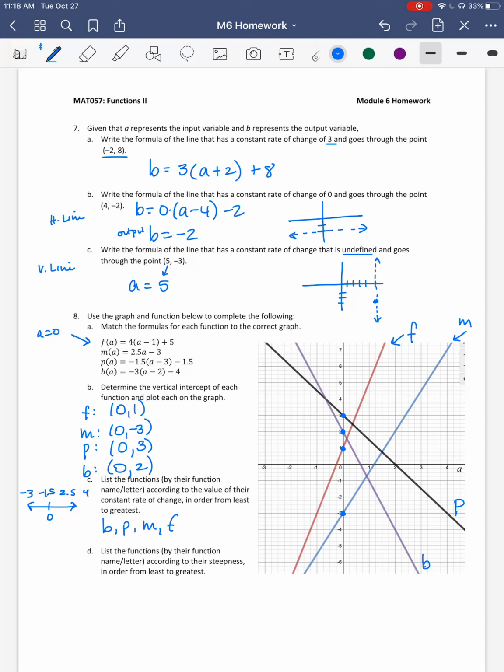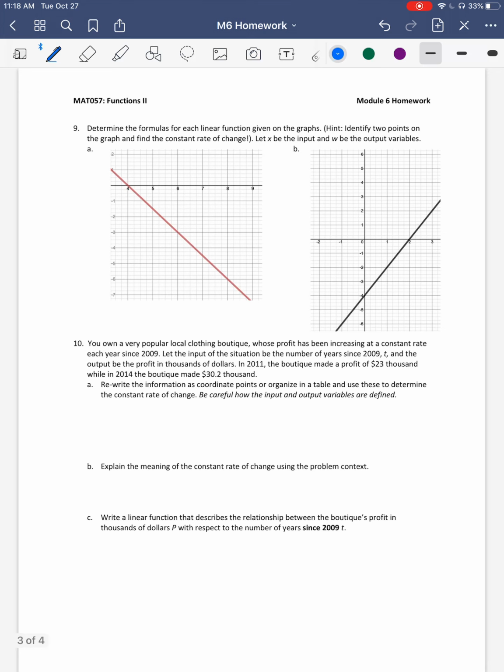D says to list the functions according to their steepness in order from least to greatest. Now, steepness ignores the sign of the constant rate of change, whether it's positive or negative, and it just looks at the size or the magnitude. So essentially, we're ignoring whether it's positive or negative, and we're just ordering from least to greatest in terms of the magnitude. So when I do that, it's going to change my order, and we're going to look like this. All right, so that's the difference. In steepness, we ignore the sign.